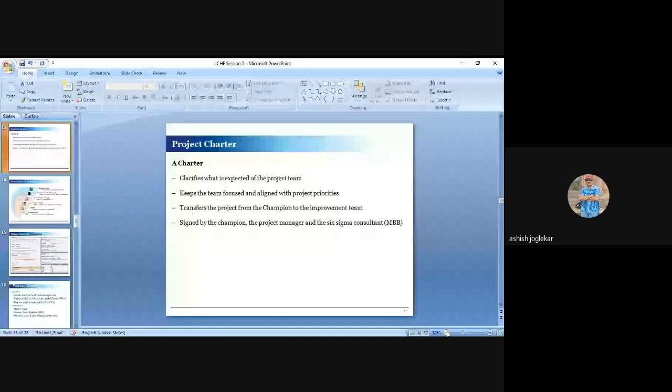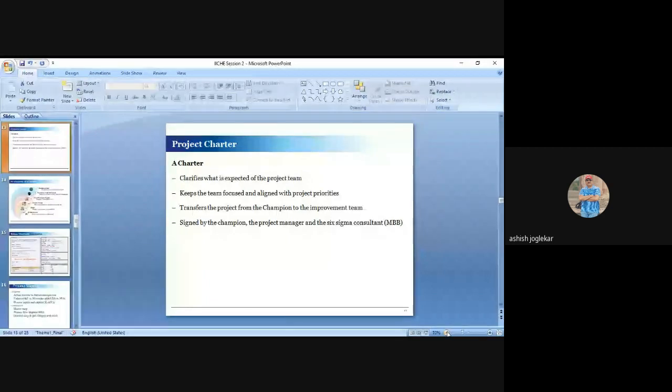It transfers the project from the champion to the implementation team. The champion is the process owner or the sponsor of the project. So the project champion gives the project to you. The owner or the organization head will give the project. For example, I want to reduce the electricity consumption of my organization with a project. It will not be done by the organization owner; it has to be done by the people working under him. So he gives the project.